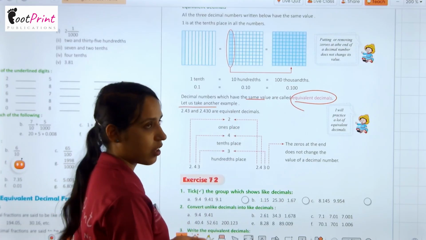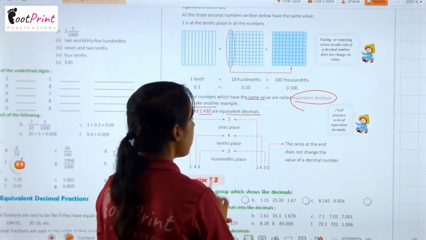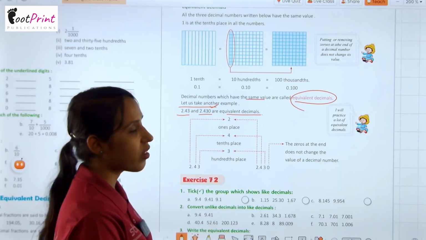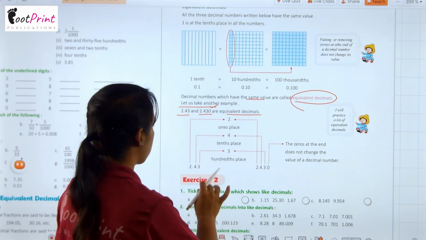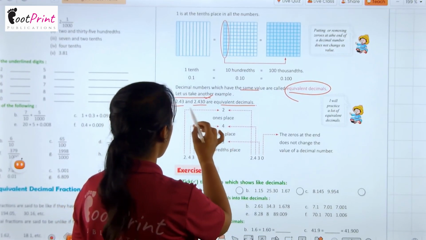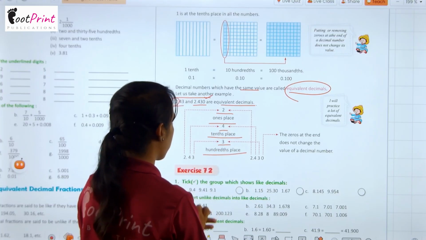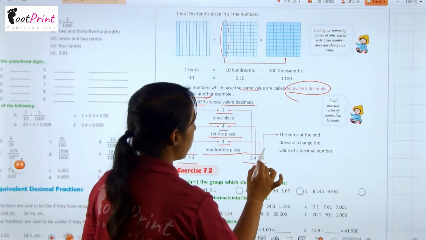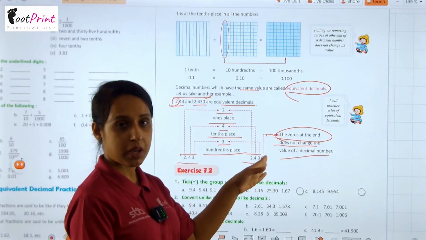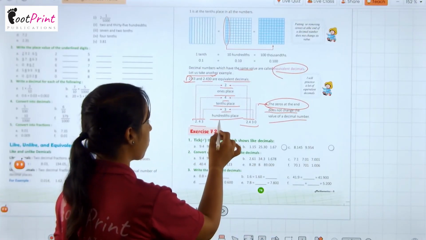Let us take another example. Here 2.43 and 2.430 are equivalent decimals because here we add 0, and we learned that if we are putting or removing 0 at the end of the number, it doesn't change the decimal value. Here we have 2 at the 1st place, 4 at the 10th place and 3 at the 100th place in both the numbers, and 0 at the end doesn't change the value of the decimal number. So the 0 we put at the end of the decimal number does not change its value, and both are equal.